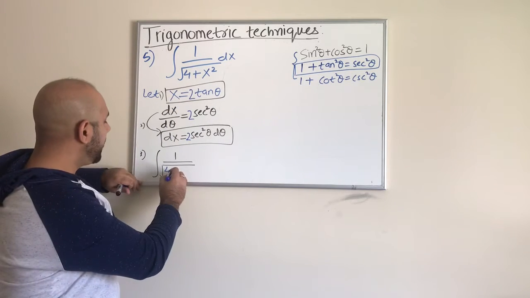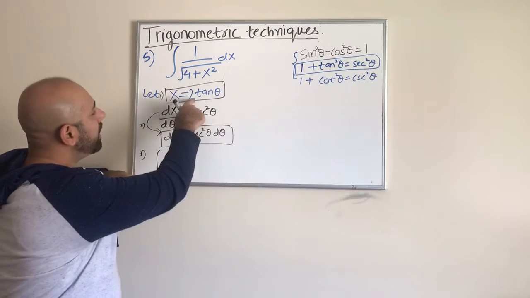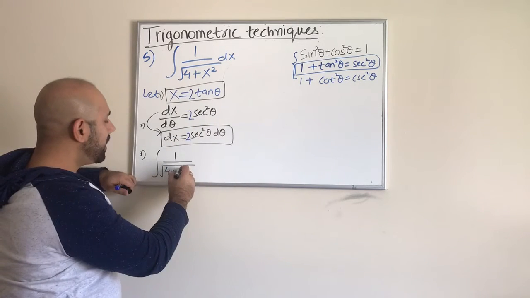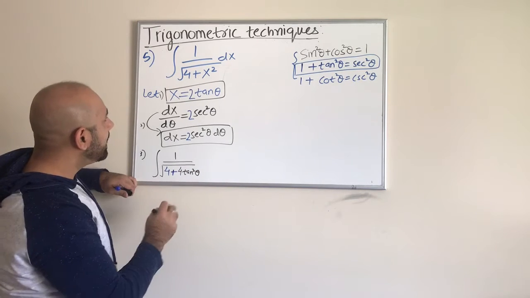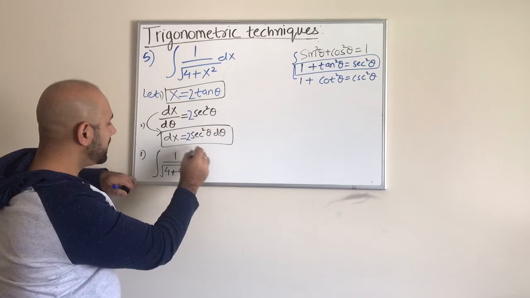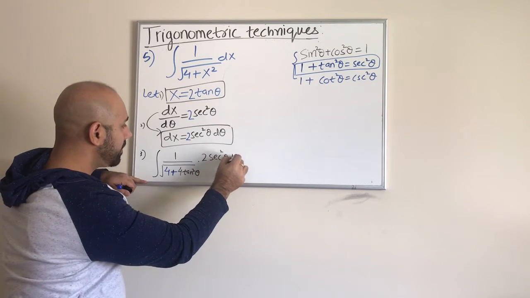So this is going to be plus, and then I have to do what? X square. So x square is 2 tan theta whole square. So 2 square is 4, and then I have a tangent square theta. Okay, and then what do I have? I have dx. What is dx? Dx is 2 secant square theta d theta.